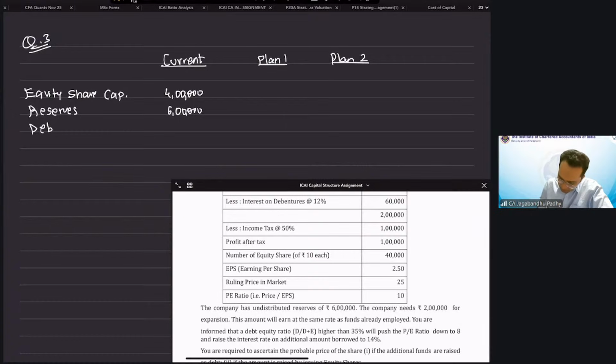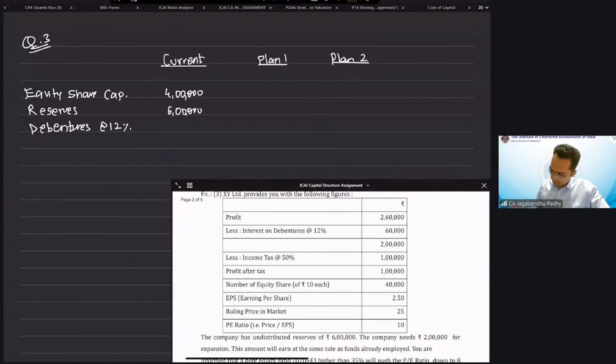Then debentures at the rate of 12%. It is, of course, 60,000 since it's the interest. So 60,000 divided by 12% is going to be 5 lakh. So debentures are 5 lakh.